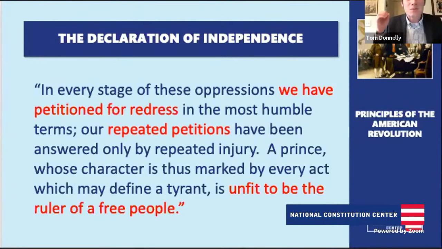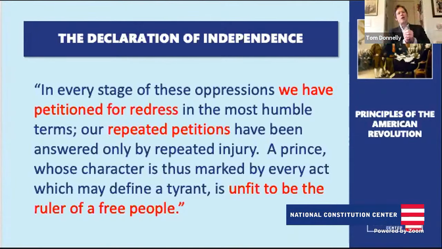And finally, in many ways, the most powerful argument of all is that the king didn't listen. The American people didn't just have one bad thing happen and declare a revolution. They had petitioned the king over and over again, explaining what they took to be the abusive laws that Parliament was imposing, the abusive things the royal officials were doing in America, and the king simply ignored them.